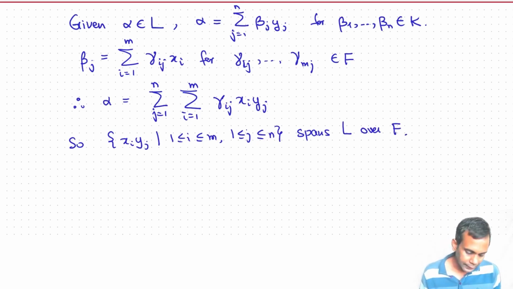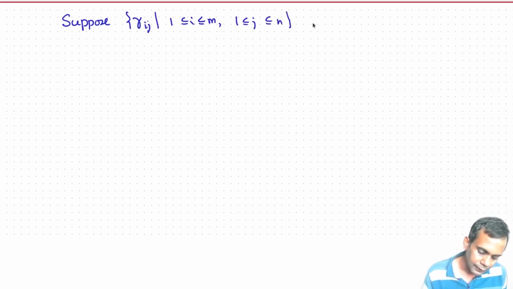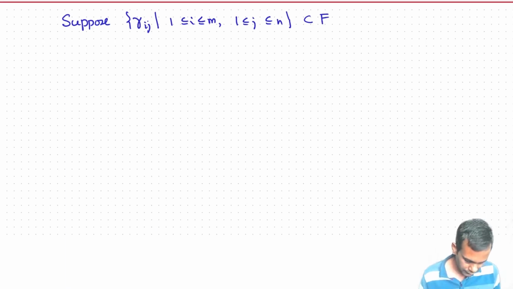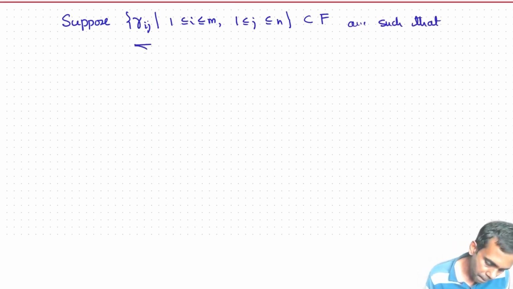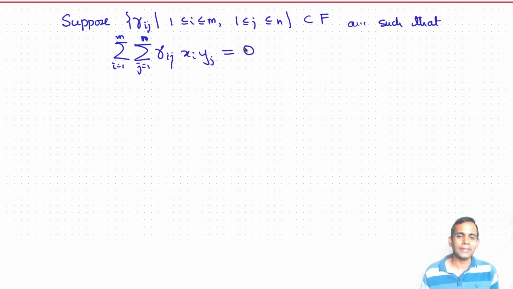It remains to prove linear independence. So for linear independence, suppose we have scalars gamma ij, 1 less than or equal to i less than or equal to m, 1 less than or equal to j less than or equal to n. These are elements of F, the smallest field here, such that the summation of gamma ij xi yj, i goes from 1 to m, j goes from 1 to n, is equal to 0. We need to show that each of the gamma ij's is equal to 0.